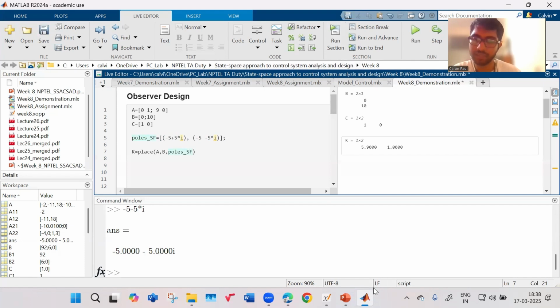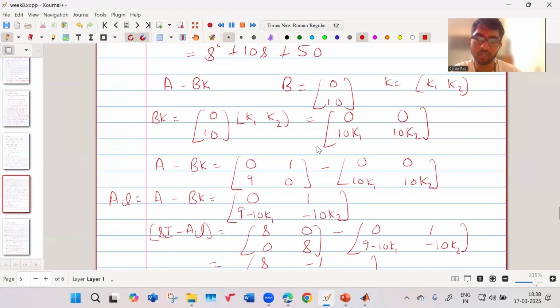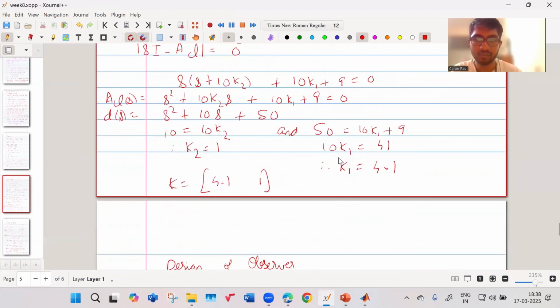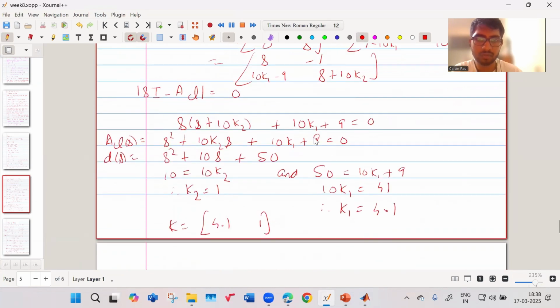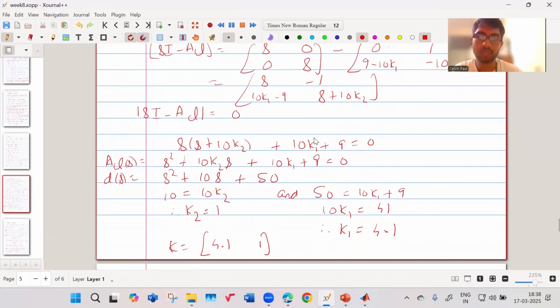So it comes out to be 5.9 and 1. And if you look at our answer, what did we get? K is 4.1 and 1. We have made an issue. Here comes our mistake. You have to cut it. This is minus. Minus. This is minus. So actually it becomes 59 and it comes out to be 5.9. This is the error which I made. This actually was a minus sign I forgot to take. That's why we got a wrong answer.